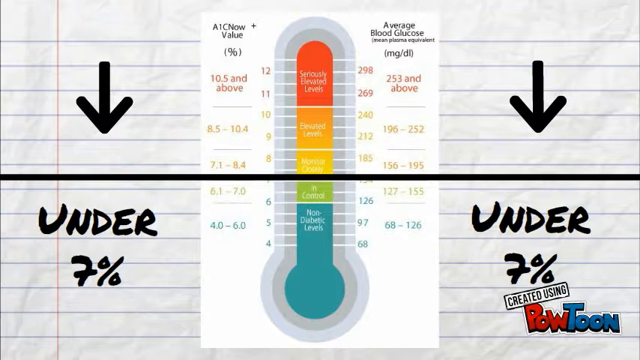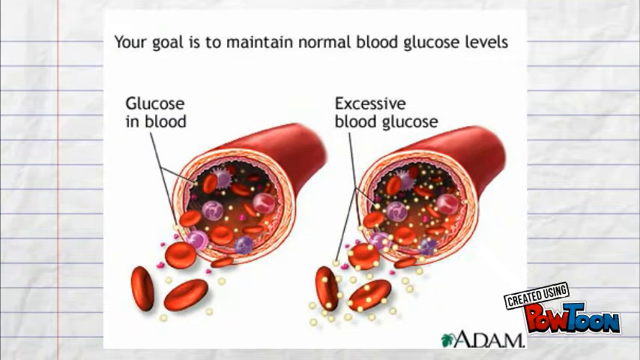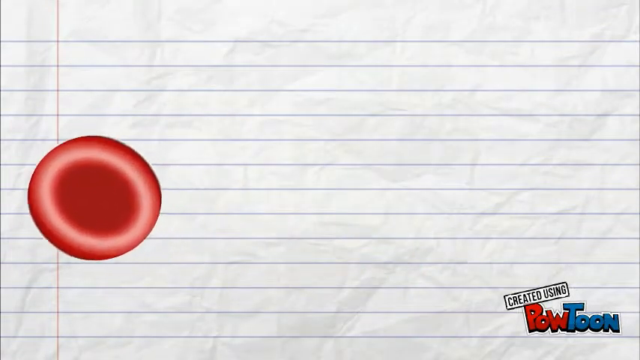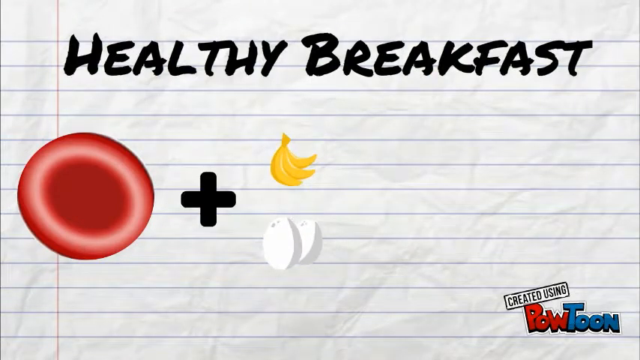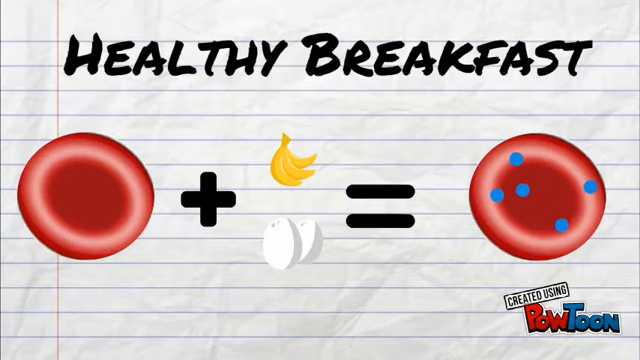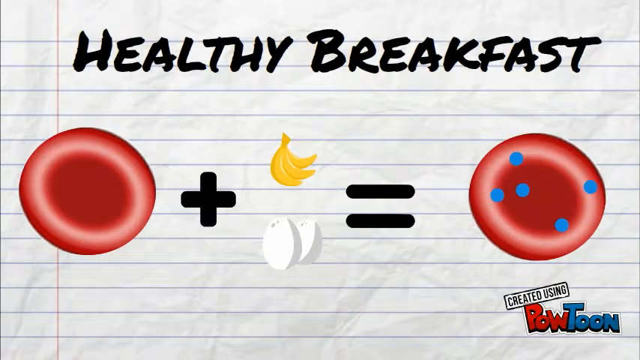So what do these values look like in the body? Let's go back to our blood vessels. On the left is a picture of a normal amount of sugar in the body, and on the right is too much sugar in the body. Let's look closer at these red blood cells. Imagine eating a healthy breakfast, let's say eggs and a banana. Once the sugar is in the bloodstream, a small amount of sugar attaches to the red blood cell because there is not a lot of sugar in the bloodstream.